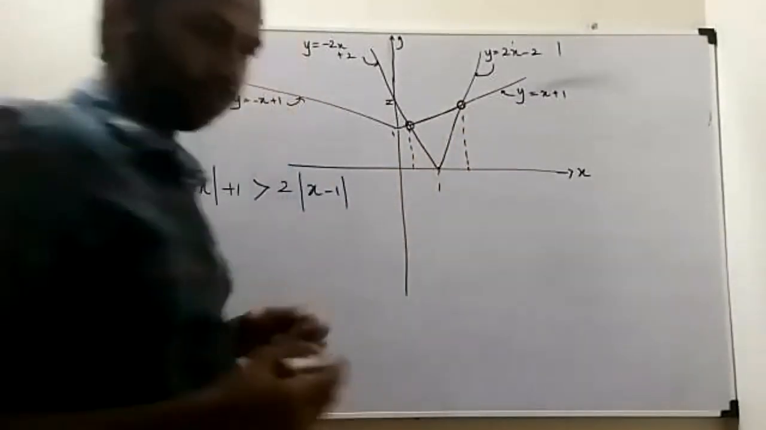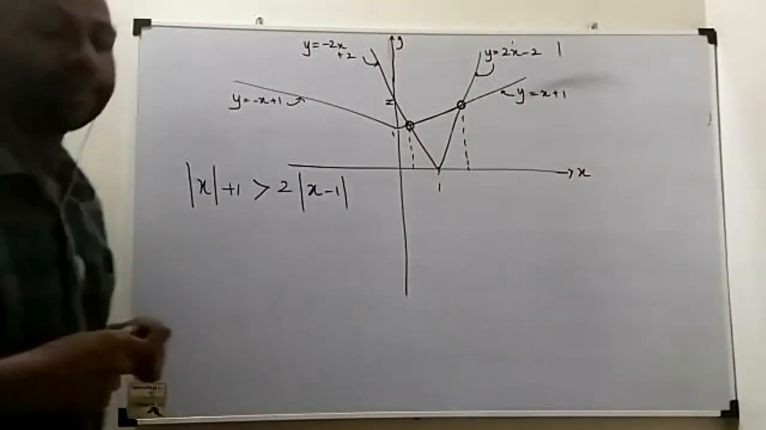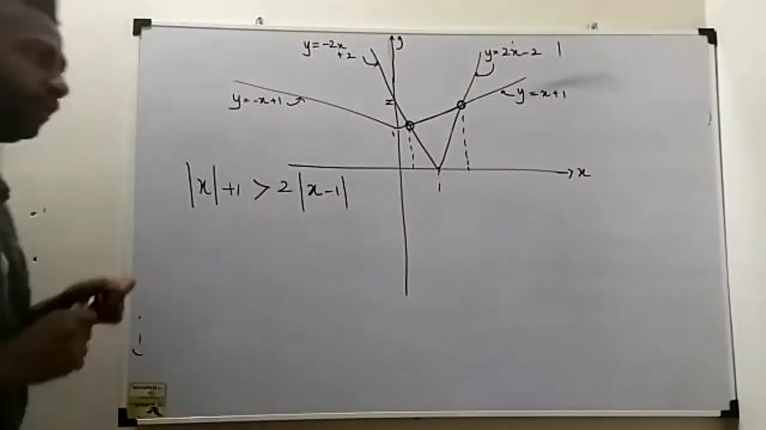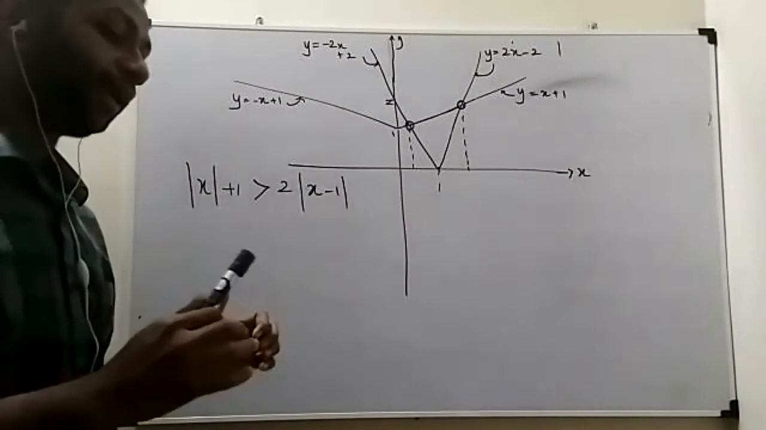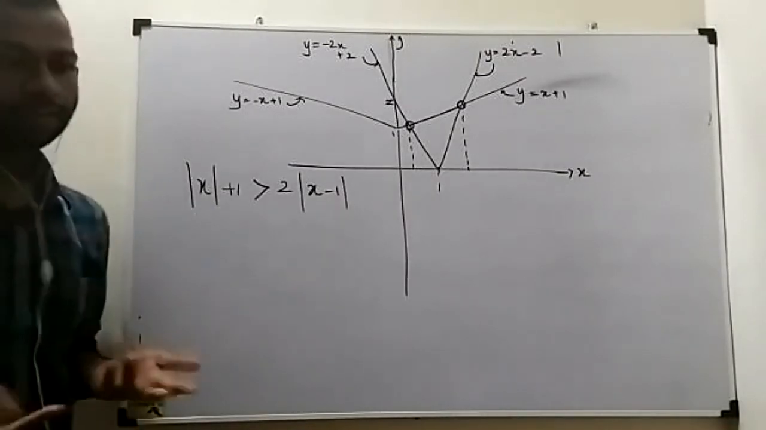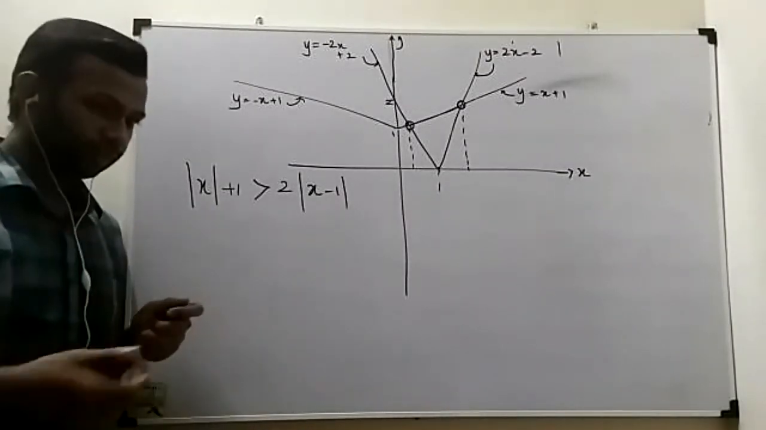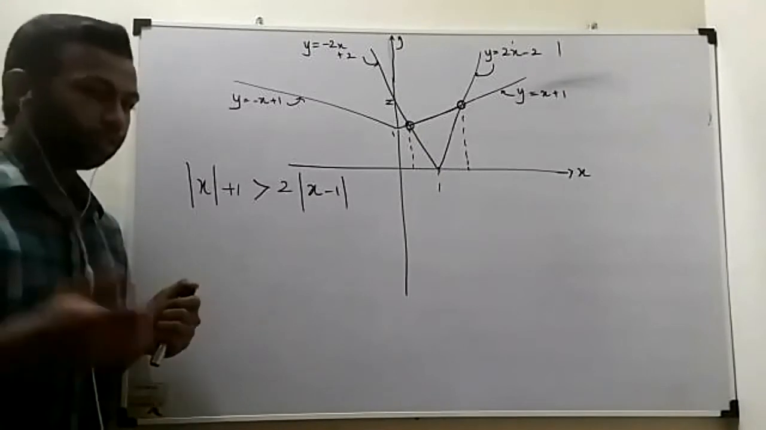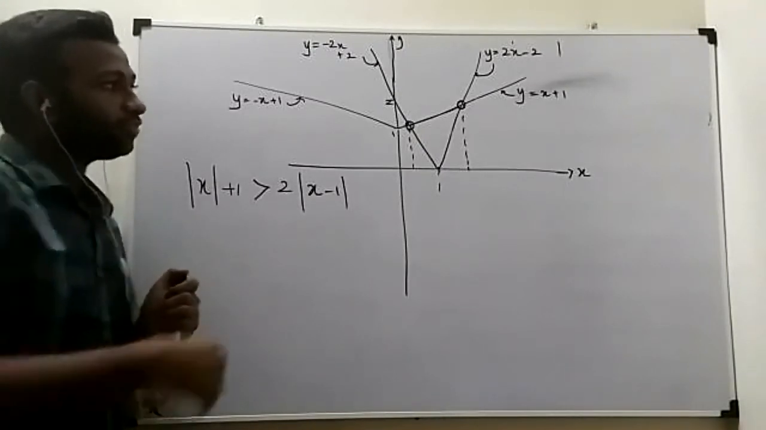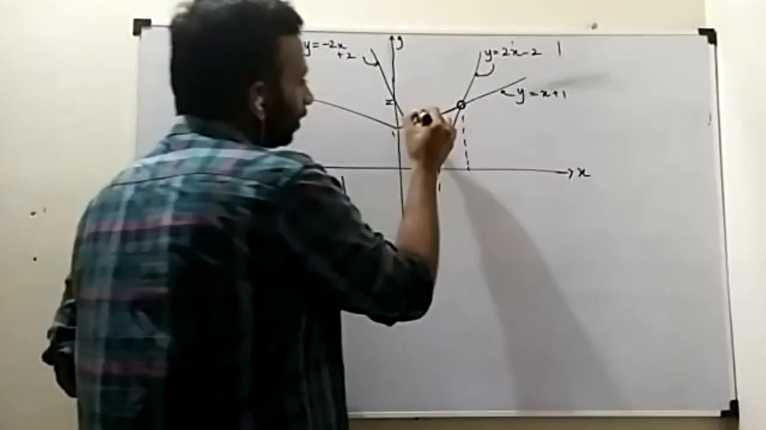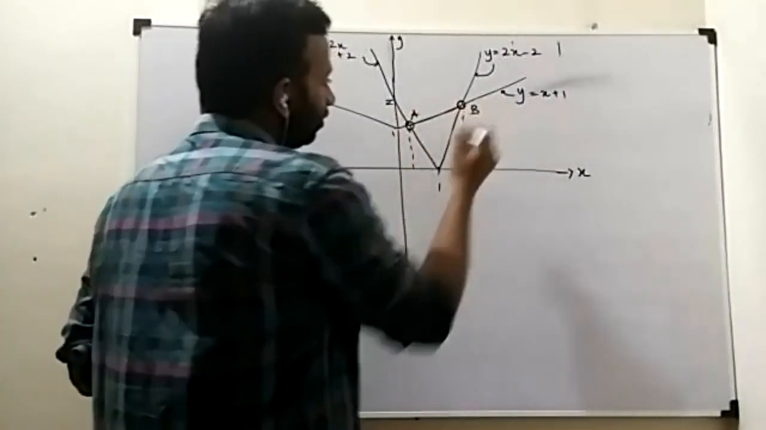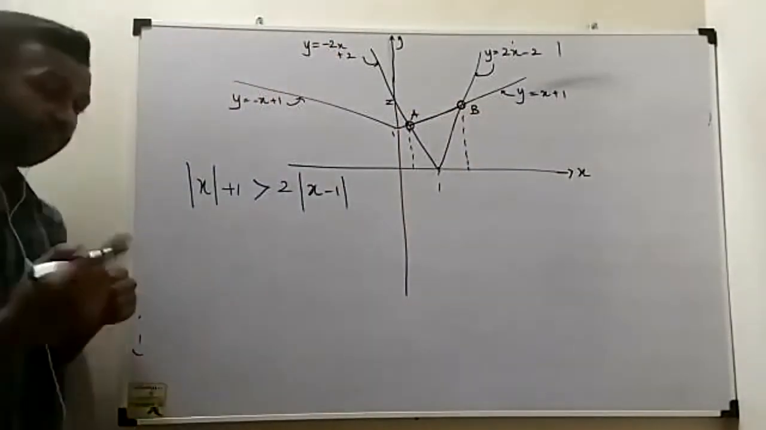Right? So remember, it says hence or otherwise. Hence means whatever you did before, you need to use that to do the question. Otherwise means you can use a separate method as well. So let's first do it using the graph. First we need to find what these points are, let's take them as A and B. What are the x values for these points?